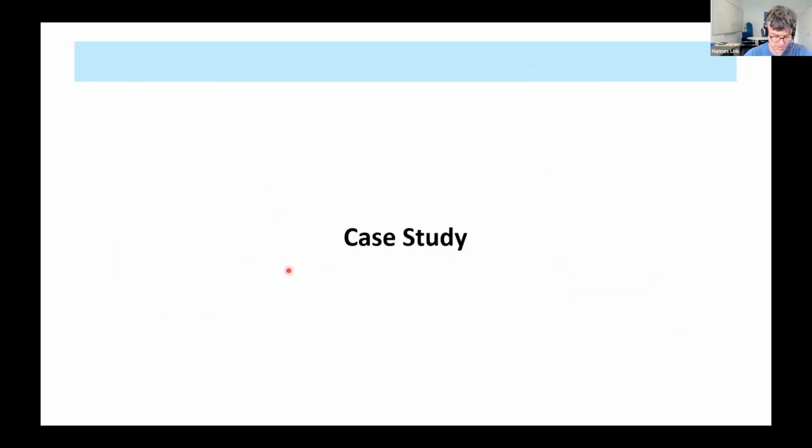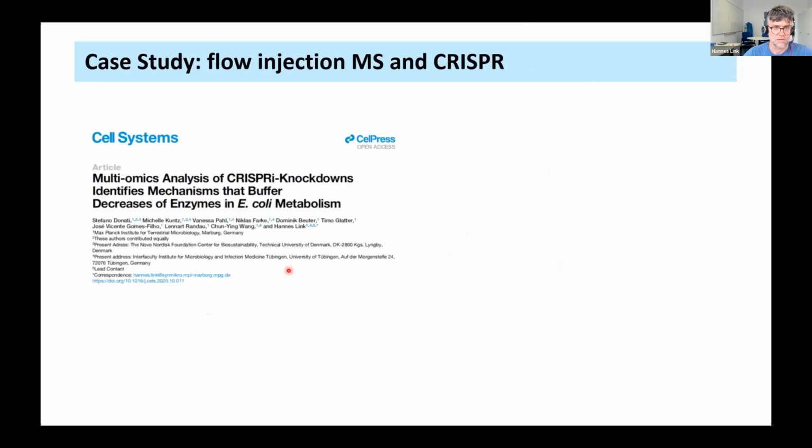So I think we have 10 or 15 minutes left. So at the end, I would just show you a case study, what we can do now with this method. And what we do at the moment is we combine flow injection mass spectrometry with CRISPR, or in this case with CRISPR interference. This was one of our last papers where we developed a CRISPR interference library for E. coli.